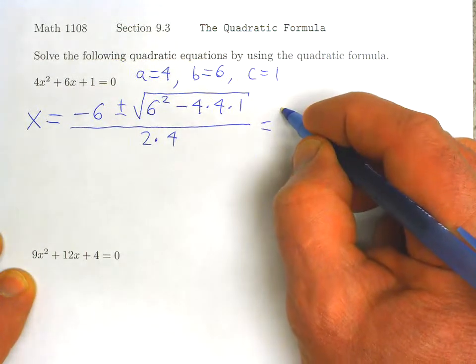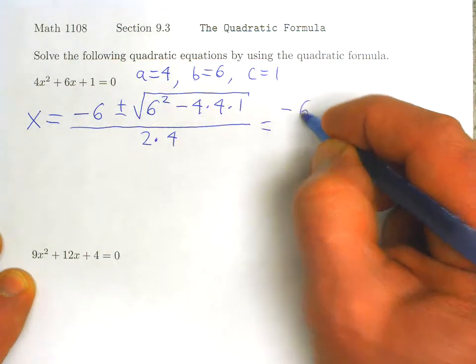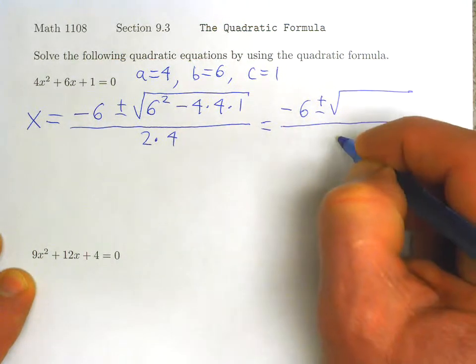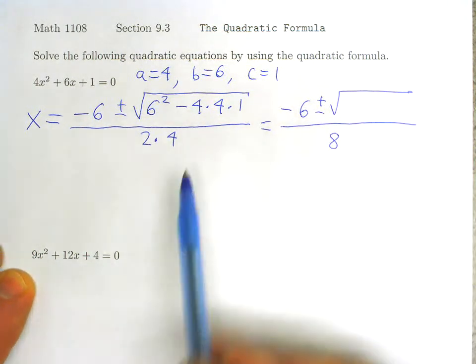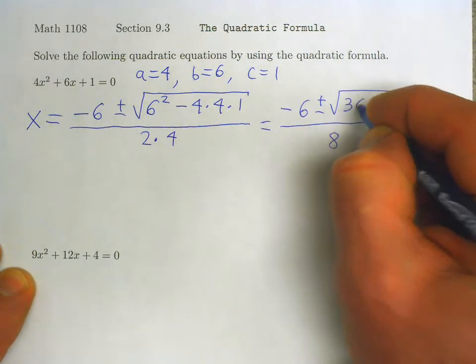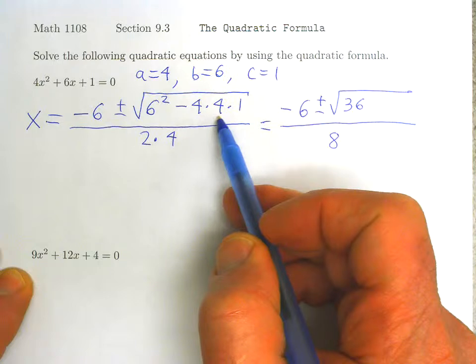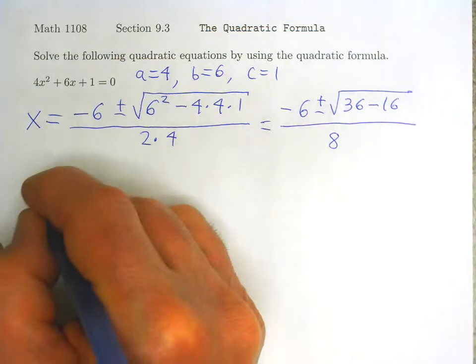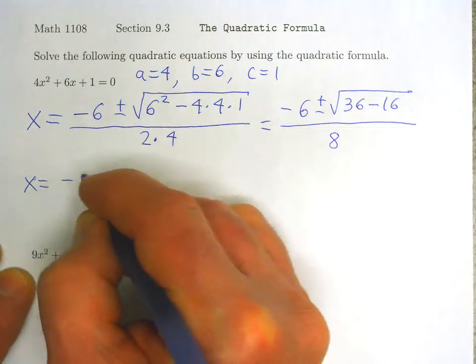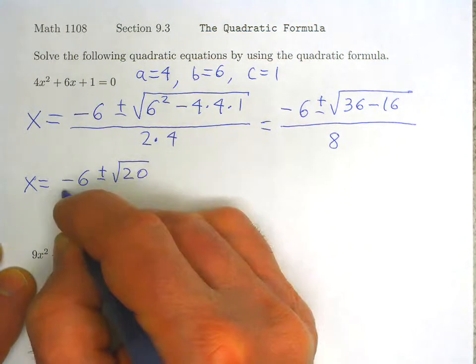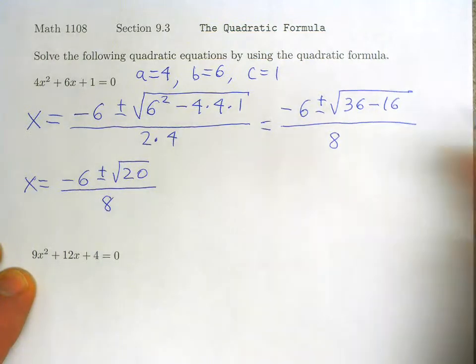Then we do the arithmetic. In the numerator, negative 6, and then plus and minus the square root of some number, all divided by 8. Okay, so inside the square root, 6 to the second is 36. And we're subtracting 4 times 4 times 1. We're subtracting 16. So we get x equals negative 6 plus and minus the square root of 20, all divided by 8.